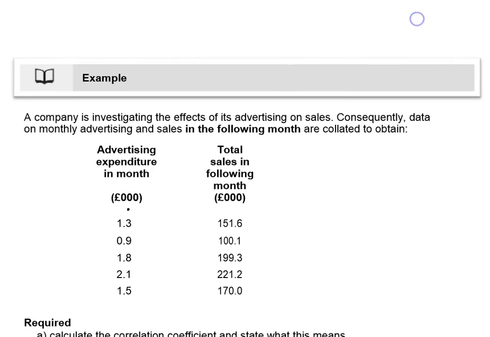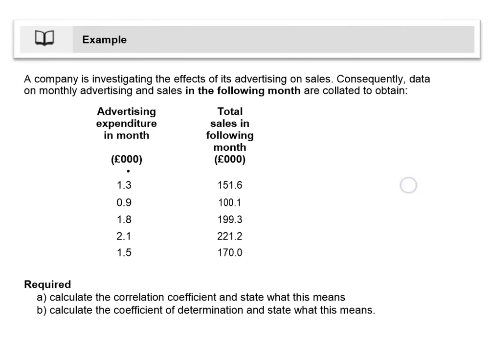If we look at our example here, we've got some advertising expenditure in one month, and that is followed in the next month by some sales data. So this would be January and that would be February. So advertising in January would have an impact on February's sales.